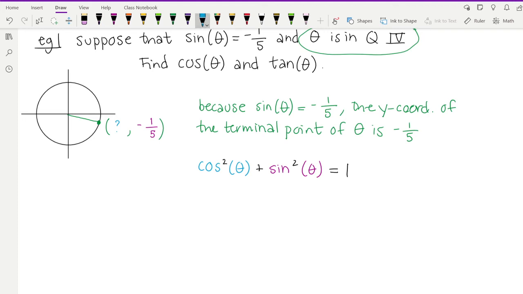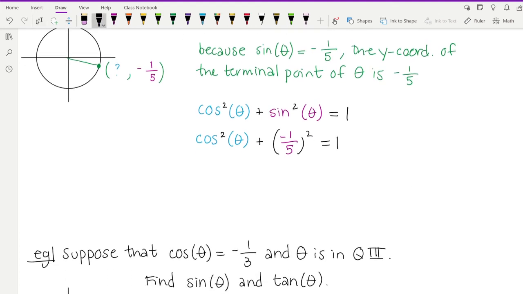Okay, so we don't know what cosine is, so I'm going to leave that part written as just cosine squared of theta. But we do know the value of sine of theta, right? Sine of theta, we're told, is -1/5. So I'm going to put in -1/5, and then we're going to take that number and square it. So we end up with cosine squared of theta plus, so -1/5 squared, that's going to be 1/25, is equal to 1.